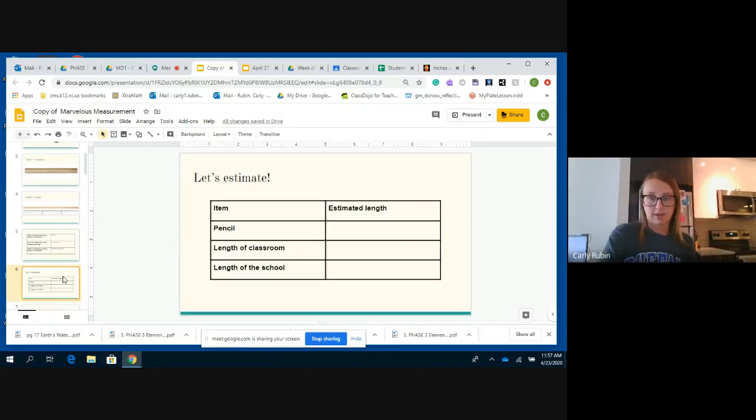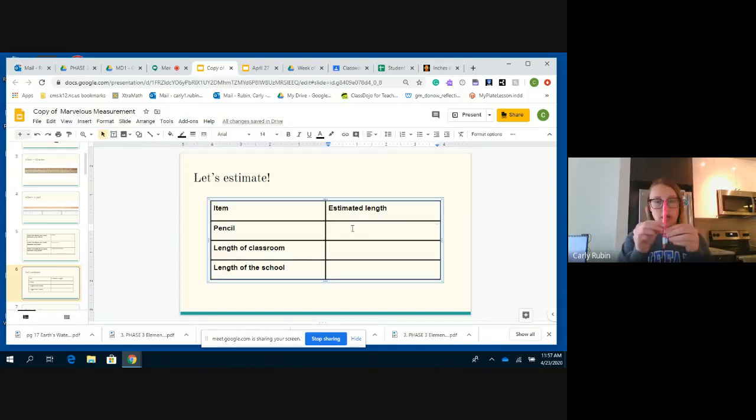So let's estimate, because I'm going to show you some examples, and then you are going to have to do some on your own. So make sure that you are paying attention, because you're going to be doing some of this on your own. So an item, a pencil, estimated length. Well, I know a pencil is small, it's about this long, it's about as long as my pen. So I know I'm going to use inches. And I would say, since this is about 1 inch, I would say it's about 6 inches.